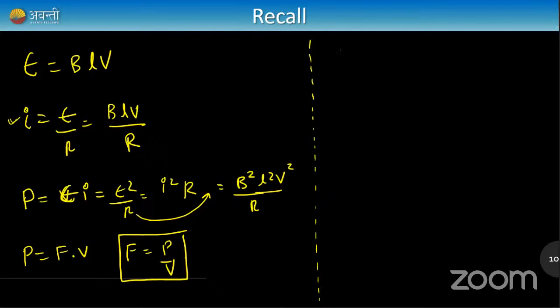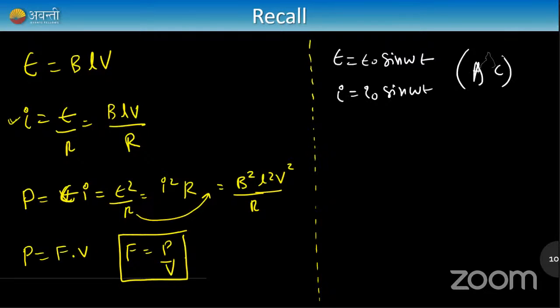So later on, we moved on to generator. In generator, we got the induced EMF as E is equal to E naught sine omega t, and the induced current is equal to I naught sine omega t. And it was an AC current. So what we get in generator was a pure AC current, right?